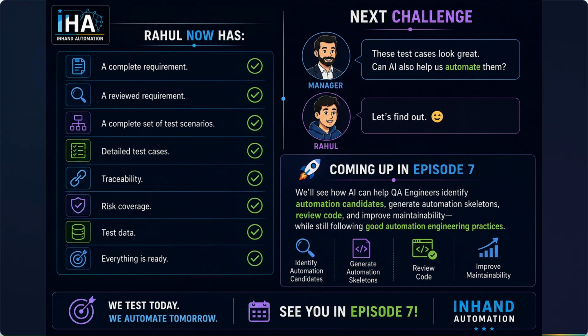In the next episode, we will see how AI can help QA engineers identify automation candidates, generate the automation skeleton, review the code, and improve maintainability while still following good automation engineering practices. So, I'll see you in the next episode.